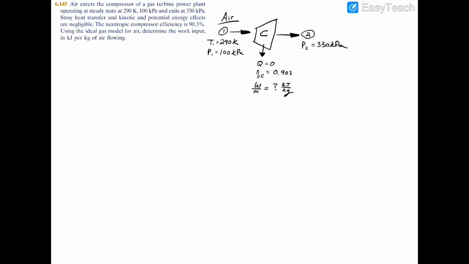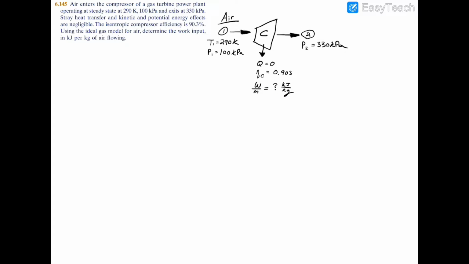This problem exercises an isentropic compressor. We're going to be looking for the work in this instance. Here we have the temperature and pressure at the inlet, and then we have the pressure at the exit. We have no heat transfer in this case, and we're told the isentropic efficiency of this compressor is 90.3%. And we're looking for the work, once again, in kilojoules per kilogram.